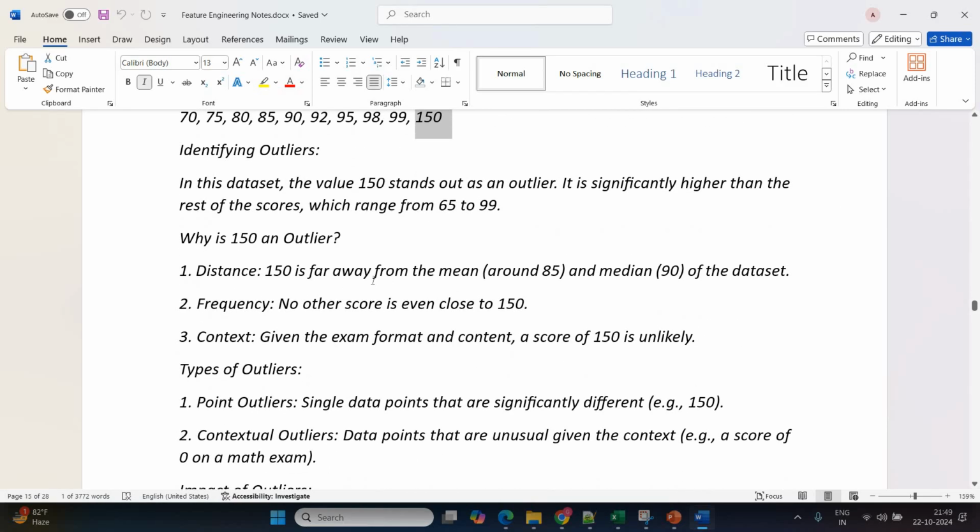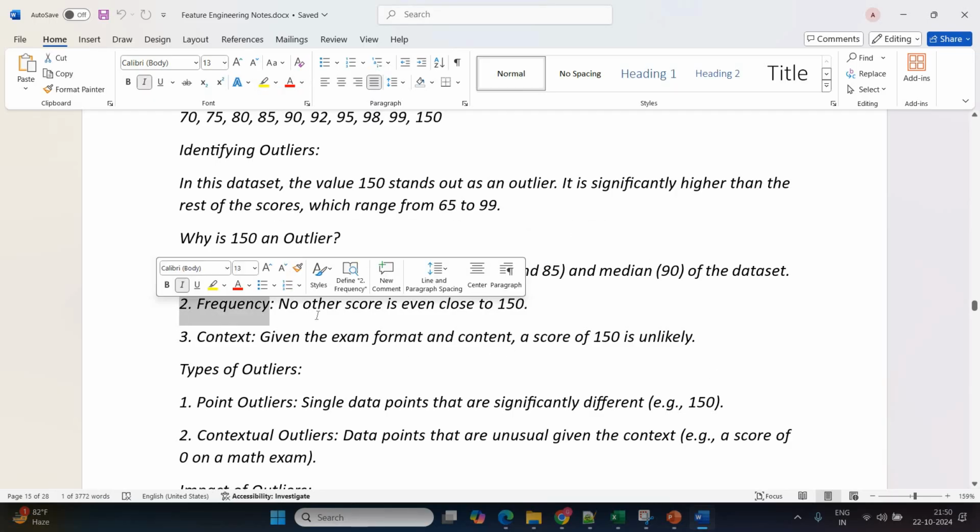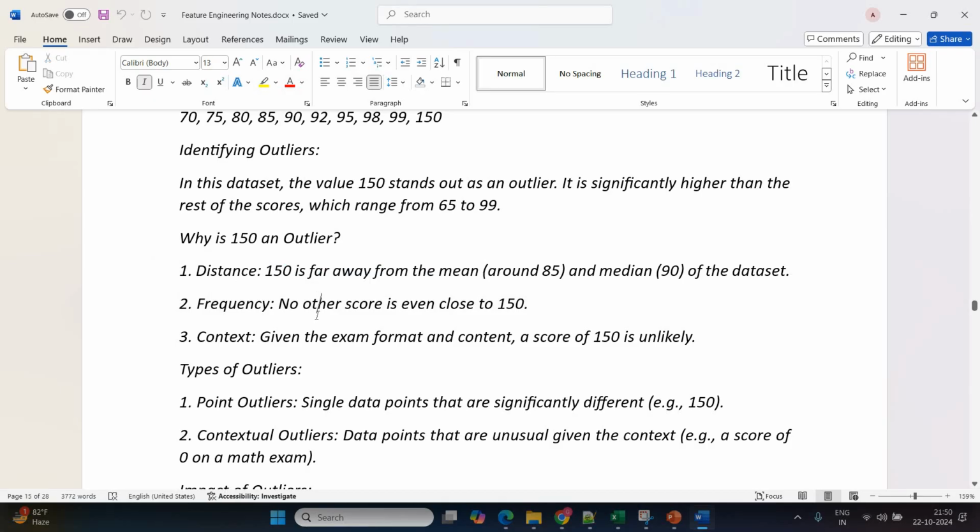But when you are programming it, when your program needs to identify it, it has to do some calculation. That calculation will be the mean and the median. If the value is very far away from the mean and the median, then we say that, yes, this is an outlier. And now the second thing, how you will identify an outlier, is the frequency.